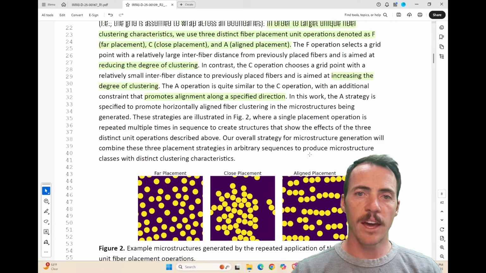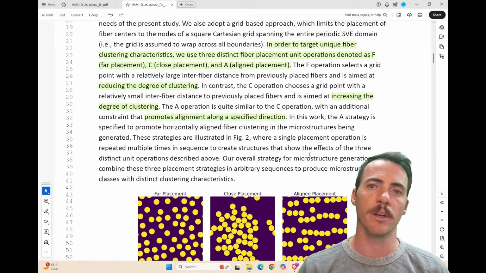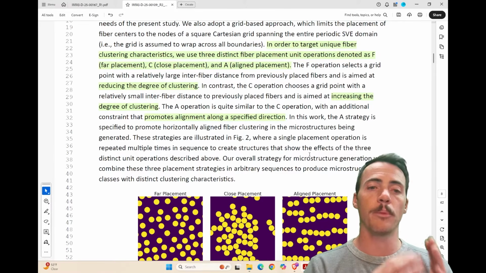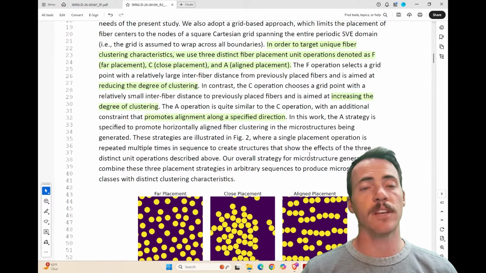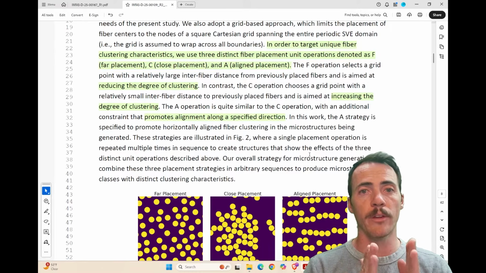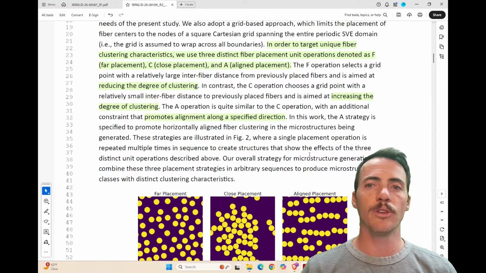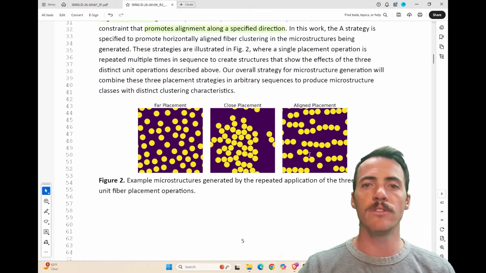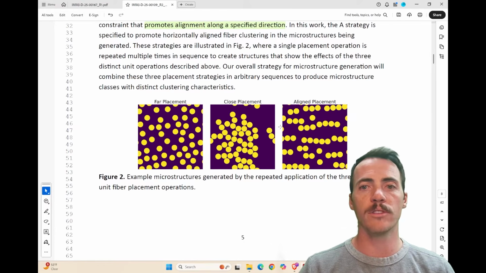Now, I like this. They have three operators that they use as they generate them. They call them F, C, and A. F standing for far. That's going to be an operator that moves fibers far away from one another. C stands for close. It's going to put them close to one another. And then A is going to encourage alignment. And so through the sequential use of these different operators, you can achieve different sorts of microstructures. Like here's one. Here's far, close, and aligned.